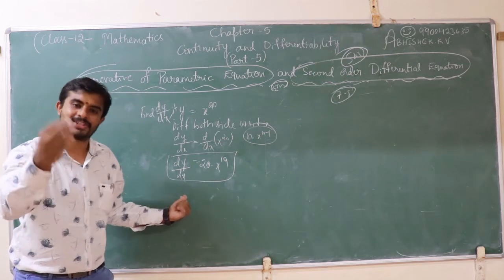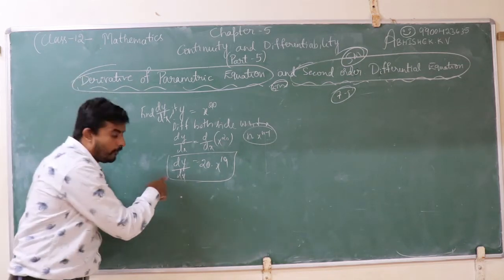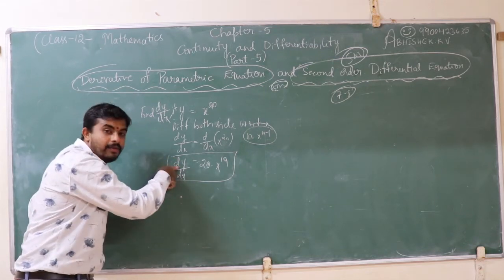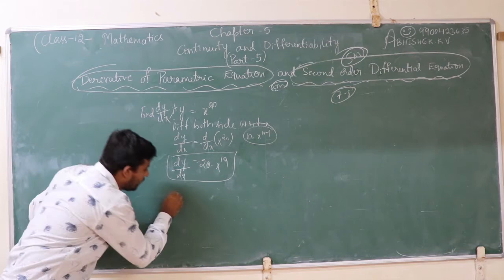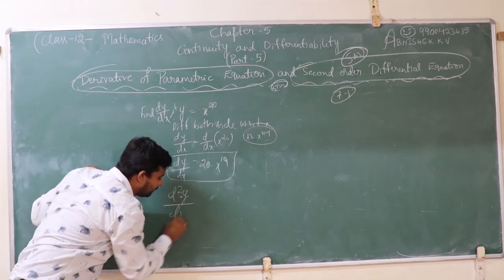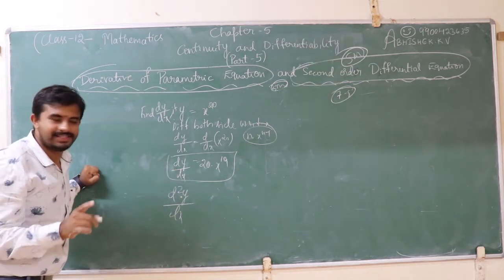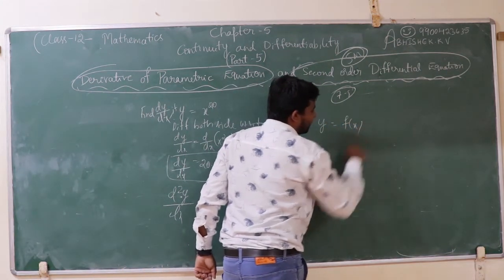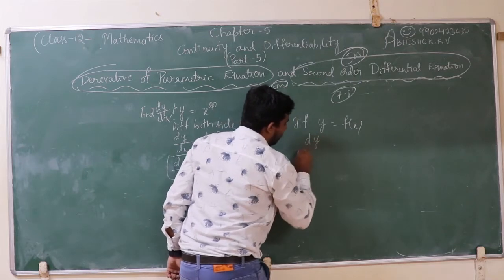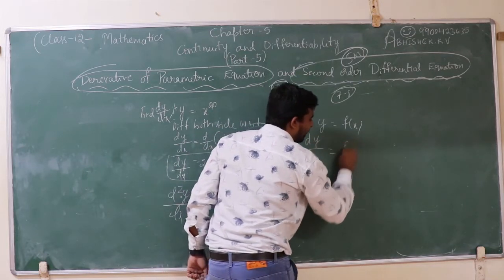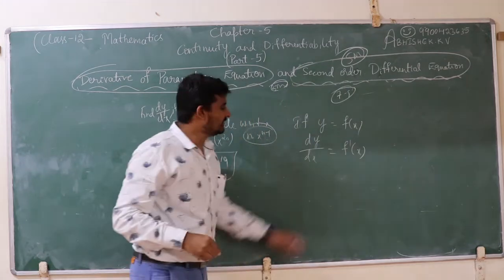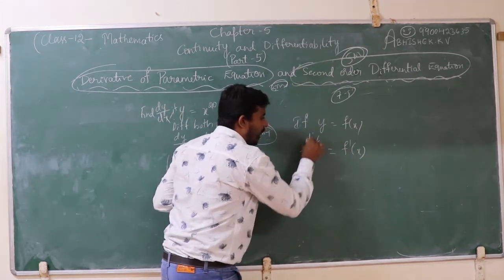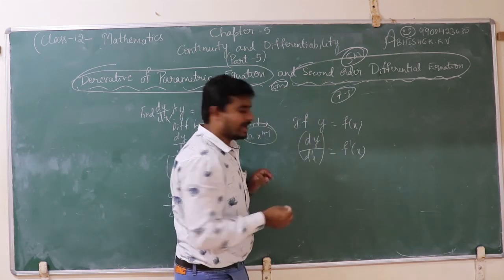That is the differential equation of order 1. Again, if we differentiate the first order derivative with respect to x, then we get the second order derivative. That's all. Is it clear? If y is equal to f of x, then the derivative of y with respect to x is given by f dash of x. This is another notation. This is first order. The order of this is 1.